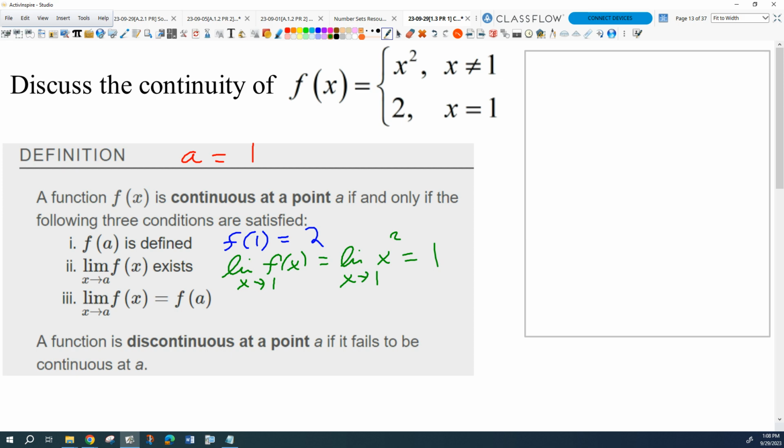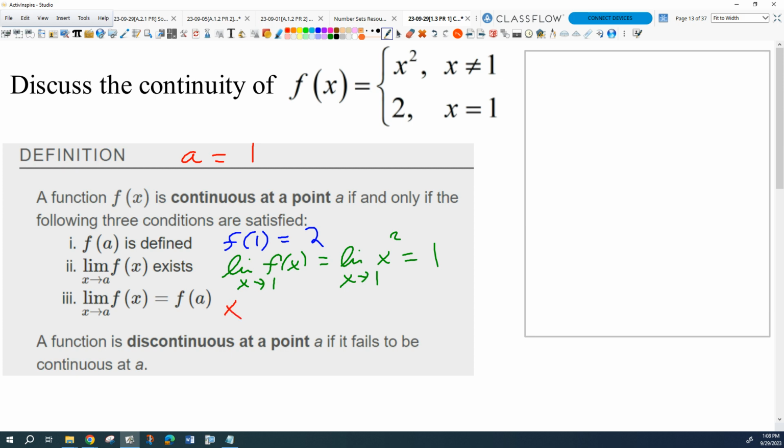The function is defined, it's equal to 2. The limit is defined, it's equal to 1. So what about test 3? Does the value of the limit equal the value of the function at 1? No, it doesn't. Look, 2 and 1 are different. So it fails this one.